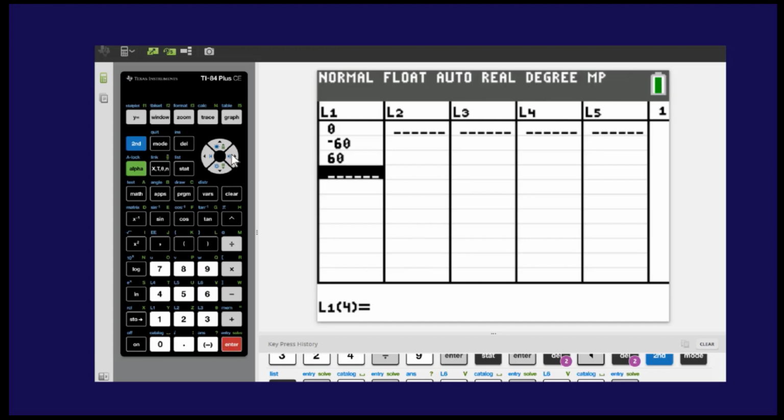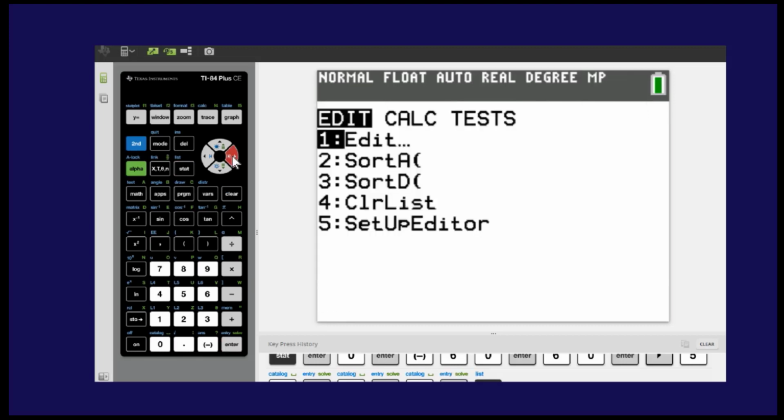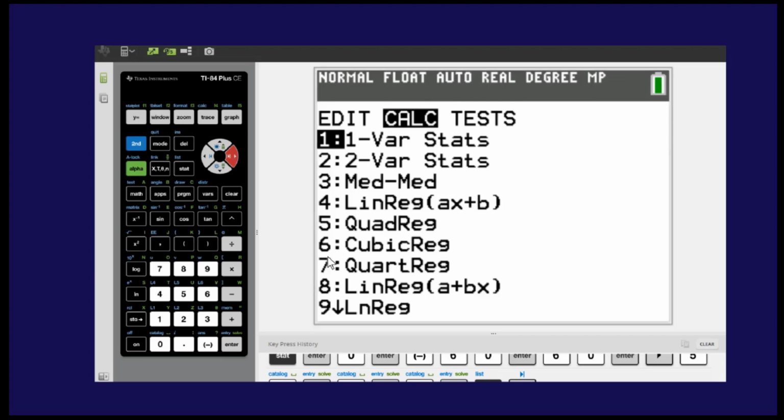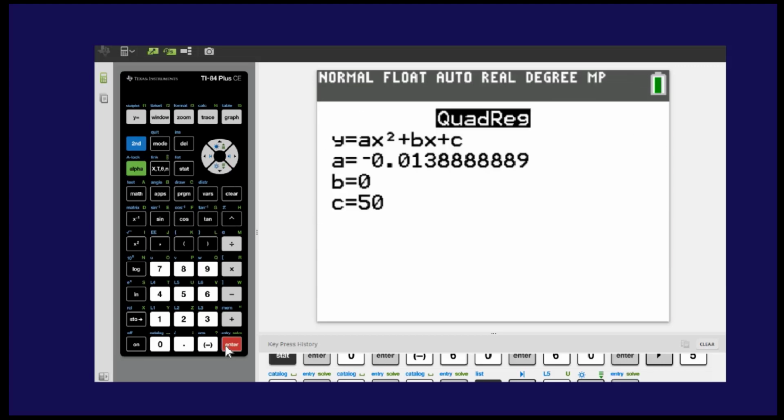Okay. Then we're going to go to list 2 and we're going to hit 50 because that's our maximum. And then we're going to hit 0 because these are the zeros for the equation. Then remember what we do. We go to stat, then we scroll over to calc, and then we hit 5 because of the quadratic regression. Remember, this is going to give us our quadratic equation, our A's and B's and C's for this particular equation. So I'm going to scroll down to where it says calculate. All right. And I'm going to hit enter.